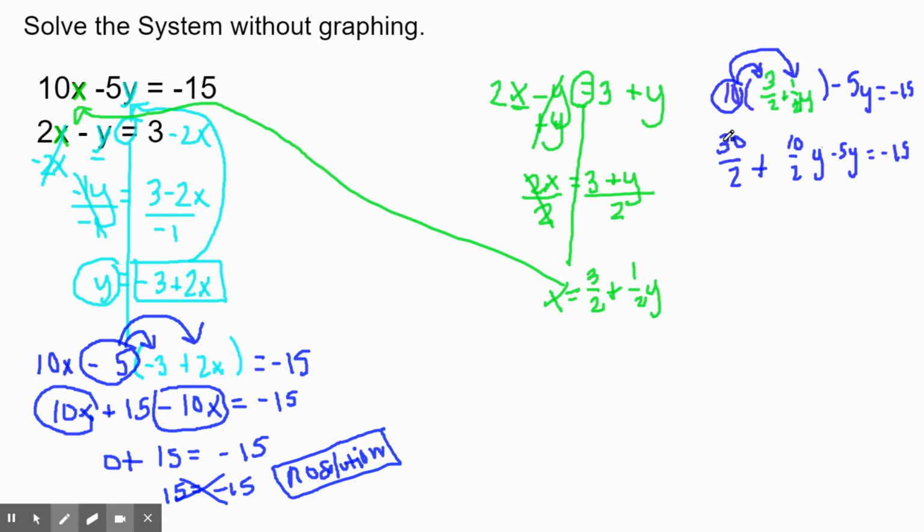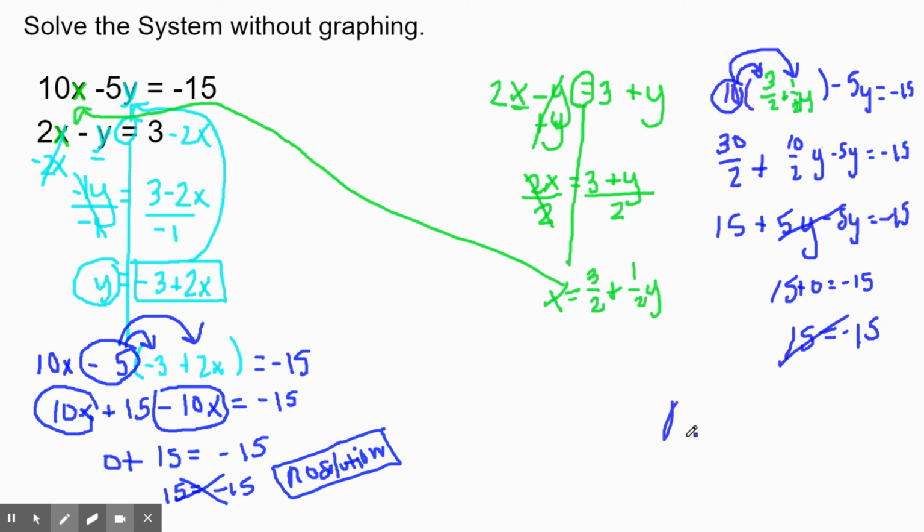Okay, so then 30 divided by 2 is 15, plus 10 divided by 2 is 5y, minus 5y equals negative 15. Okay, 5y minus 5y is going to cancel out to be 0, so now I have 15 plus 0 equals negative 15. 15 plus 0 is 15 equals negative 15. Again, that doesn't make sense, so this is a no solution.